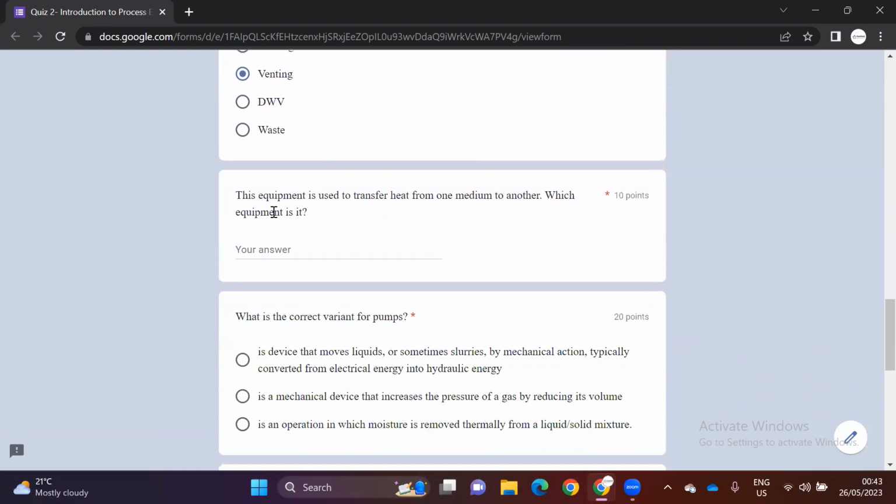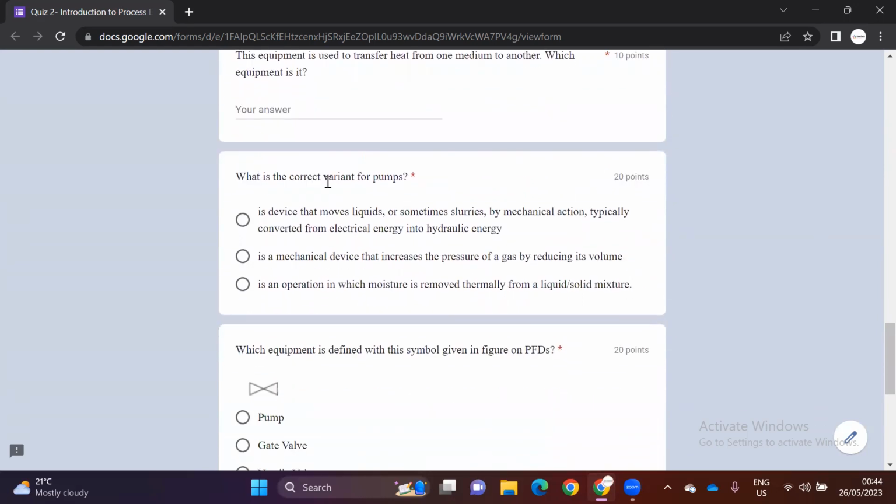Next question, it's about equipment. This equipment is used to transfer heat from one medium to another. Which equipment is it? We are talking here about heat transfer, and the heat transfer is done via heat exchangers in process engineering, and the driving force for heat transfer we'll learn about in the upcoming sessions. It will be temperature difference.